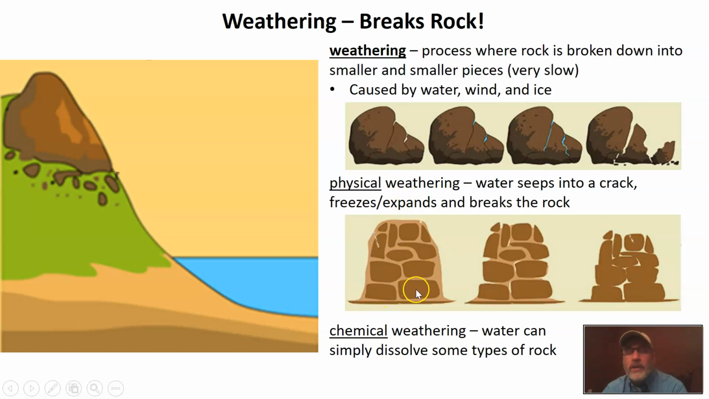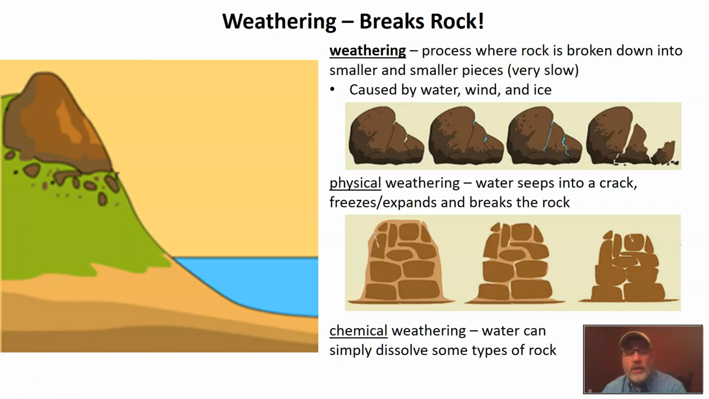Rocks can also weather chemically. In an instance like this, not all water is just water. For example, rainwater is slightly acidic. All rainwater is. And acids can dissolve things. So this would be an example of a softer type of rock, and when the water falls on it, some of the rock is dissolved. Over time, as more and more of the rock is dissolved, it's going to break into smaller pieces. But really, what I need you to remember is weathering is where rock is broken into smaller and smaller pieces.